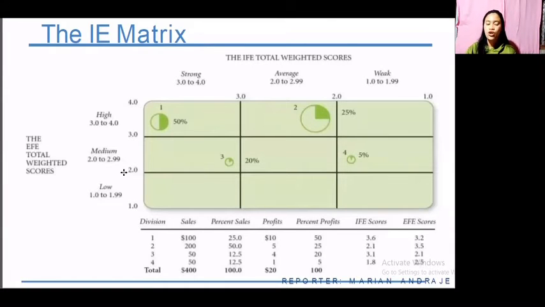This positions the organization's divisions into a 9-cell matrix. On the x-axis of the IE matrix, IFE total weighted scores of 1.0 to 1.99 refer to a weak internal position. Scores of 2.0 to 2.99 are considered average. Scores of 3.0 to 4.0 are strong. Similarly, on the y-axis, EFE total weighted scores of 1.0 to 1.99 represent low, 2.0 to 2.99 is medium, and 3.0 to 4.0 is high.